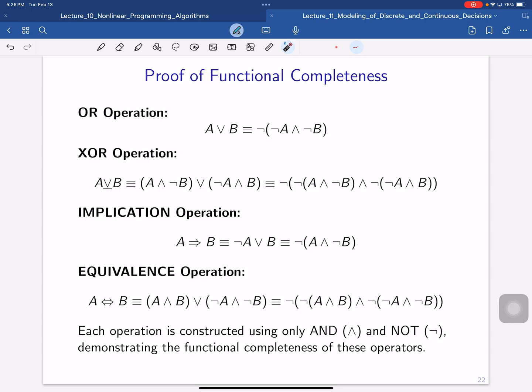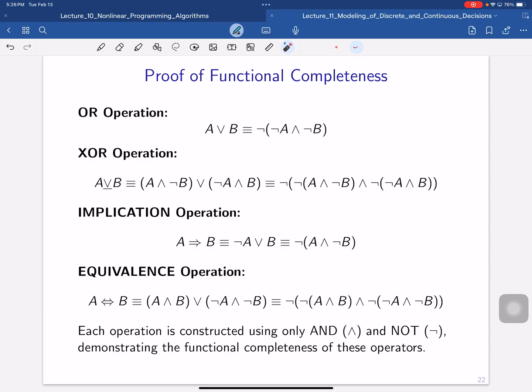And if you want to express an exclusive OR operator, note that exclusive OR means either A is true, B is false, or A is false, B is true. That is what it means to be exclusive OR. So exclusive OR is equivalent to this, and you can show further that you can replace the OR operation with the and not operator. Similarly, you can show that implication and equivalence can also be replaced by the not and operator.